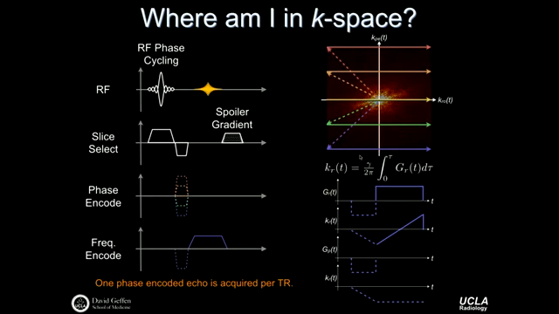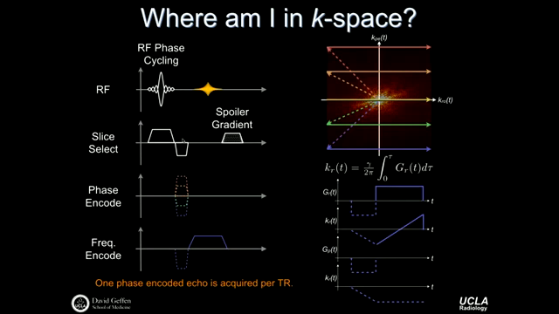Yep. Why would you move your k-space position when you're playing with the slice selection gradients? No, that's a great question, right? So in principle, you are, this gradient here, right? I think that's what you're asking about.